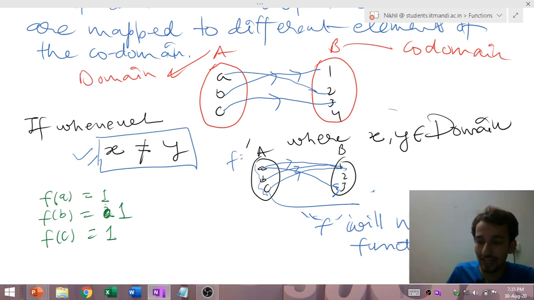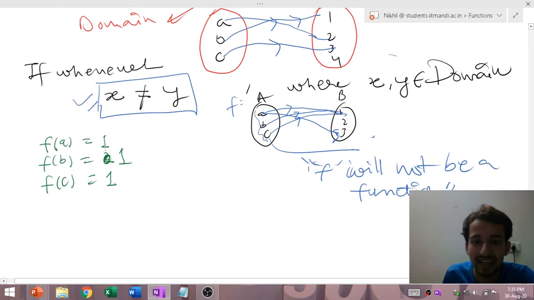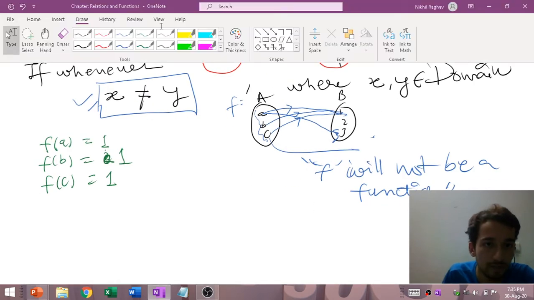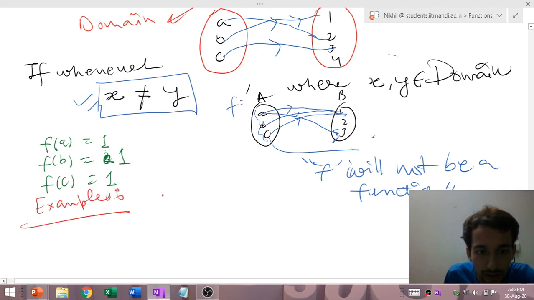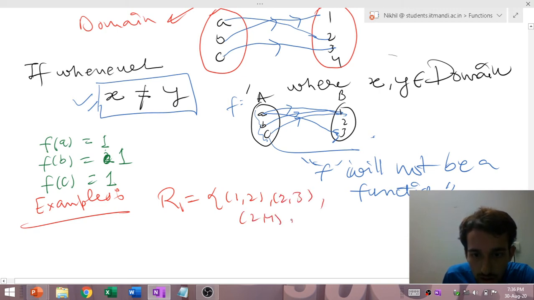Fine. So let me take some examples of relations and ask you whether they are functions or not, so that you can get a good clarity. Let's take some examples. Suppose I am calling a relation R1: (1, 2), (2, 3), (2, 4) and (3, 5).